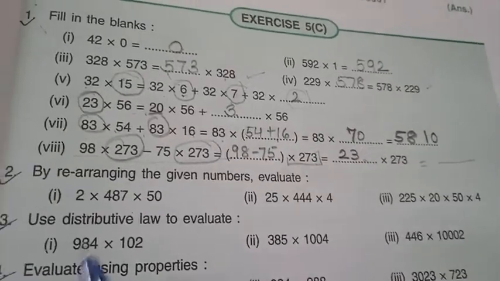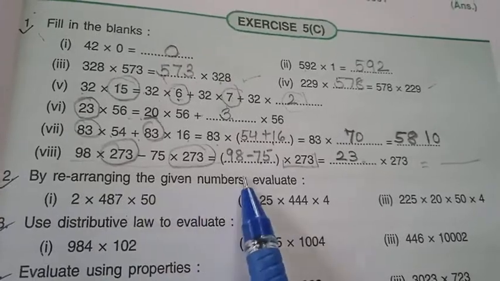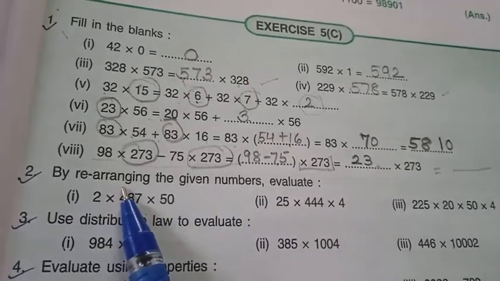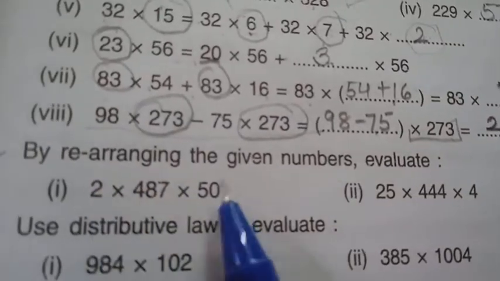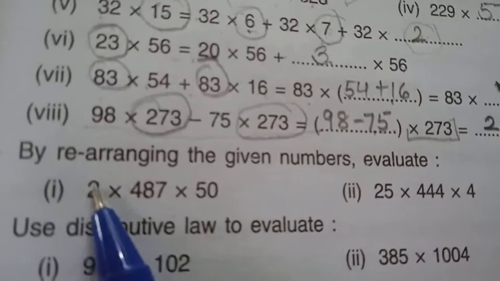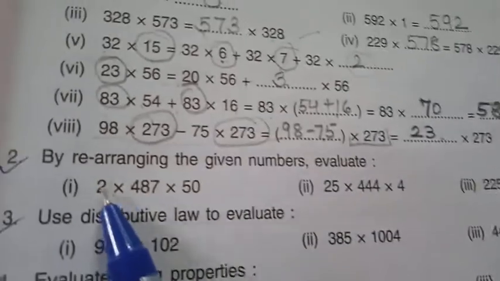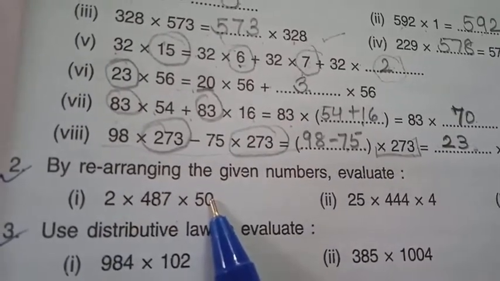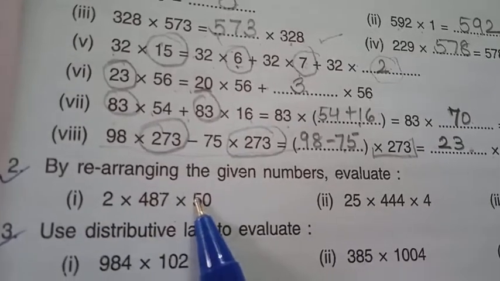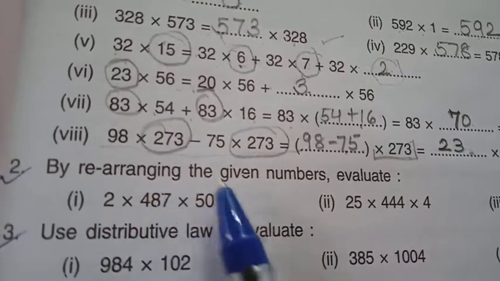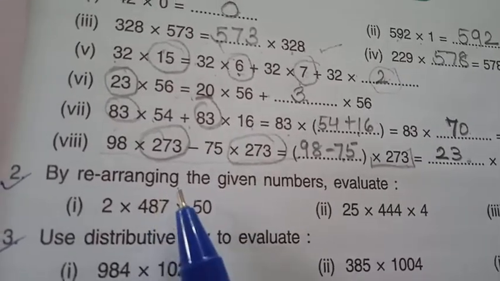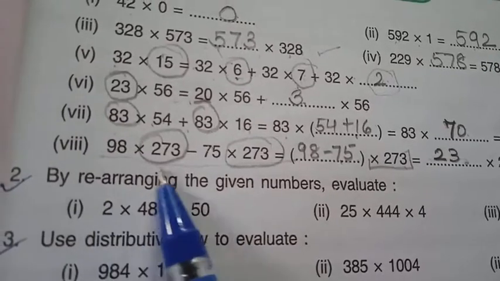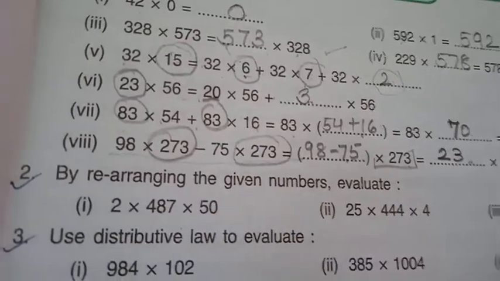Now question number 2, by rearranging the given numbers evaluate. By rearranging means making proper groups. You can see here 2 and 50. If I make a group of 2 and 50 and multiply, what will I get? 2 into 50 is 100. So to multiply 487 with 100 will be easier. First I'll make groups, and in that group 2 multiplied by 50 will come. Let us see how to solve such questions.